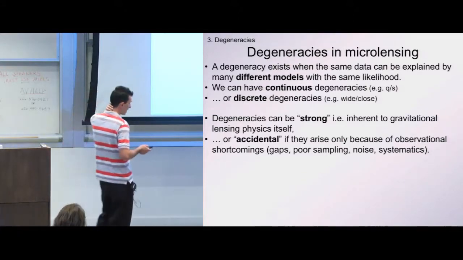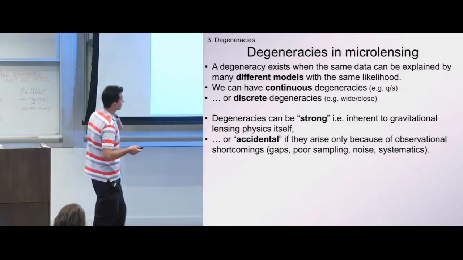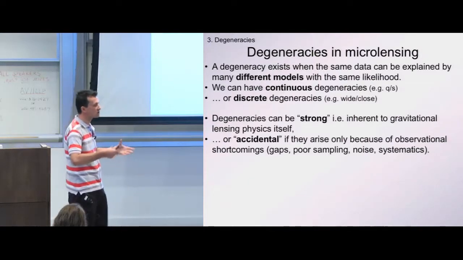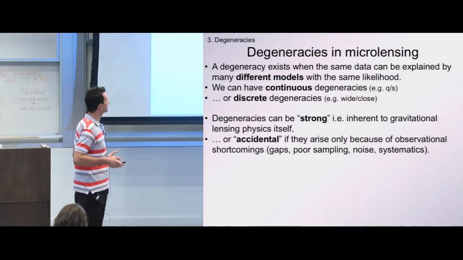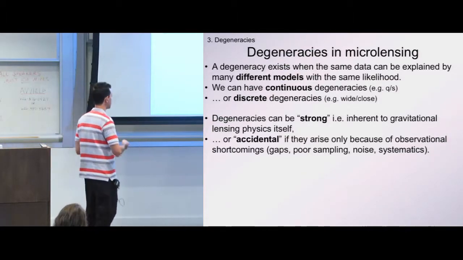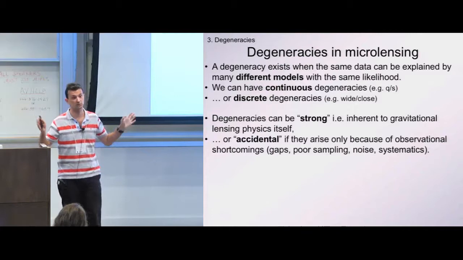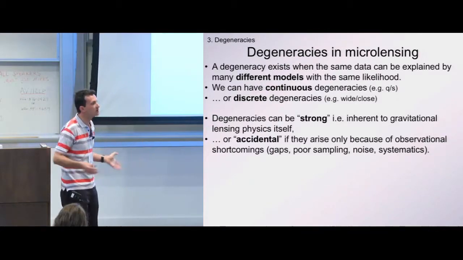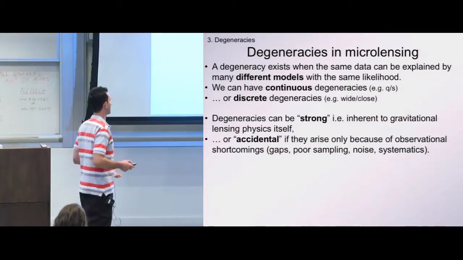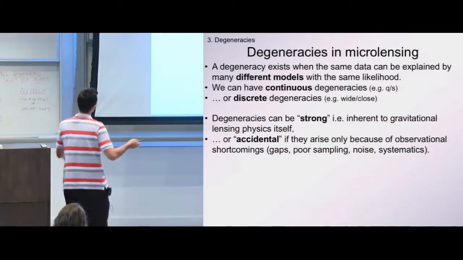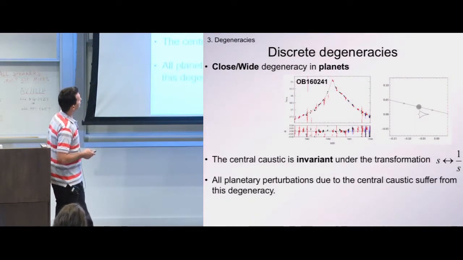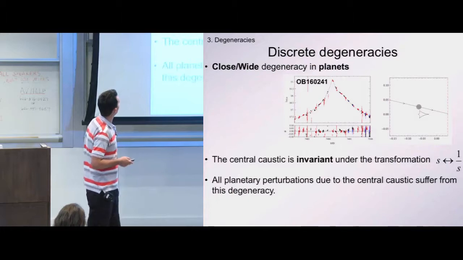You can also distinguish 2 types of degeneracies: strong degeneracies, which come from the fact that gravitational lensing in physics is degenerate. Or there are also accidental degeneracies, which come from the fact that your coverage of the microlensing light curve is not complete. If you have gaps, you can put any kind of structure in the gaps, and this will not be contradicted by any data. So in this case, you have an accidental degeneracy. OK, let's see some of these degeneracies.